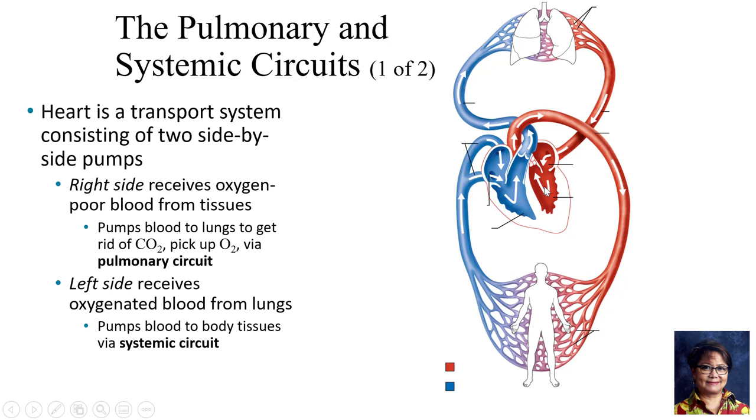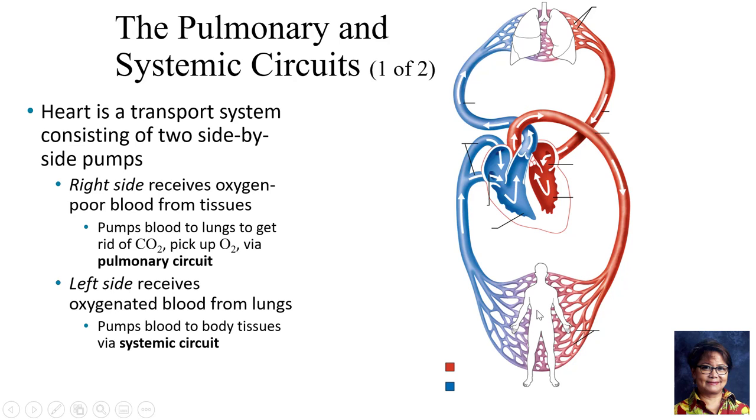On the left side of the heart, which happens to be the left pump, it is receiving oxygenated blood from the lungs, and then pumps the blood back out of the left side into the different parts of the body, which is actually the systemic circuit. So there are three circuits that go around the heart.